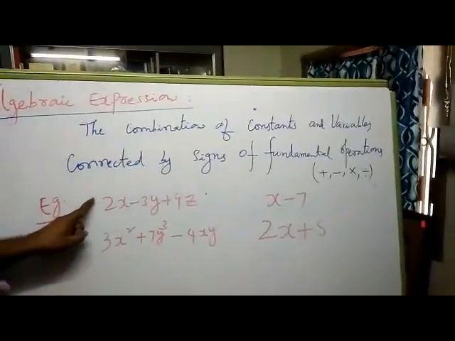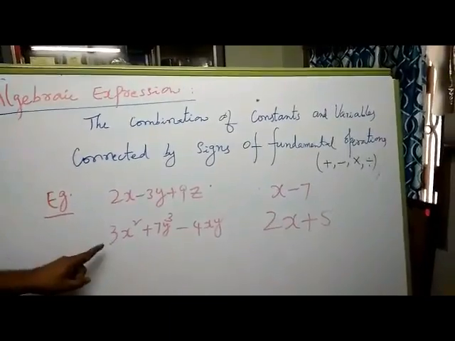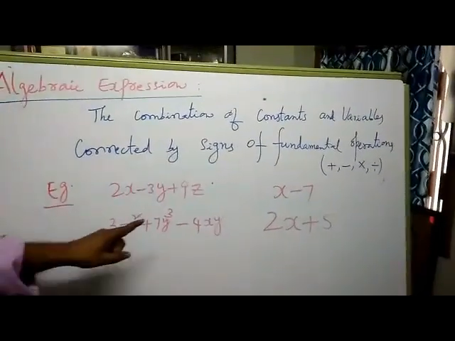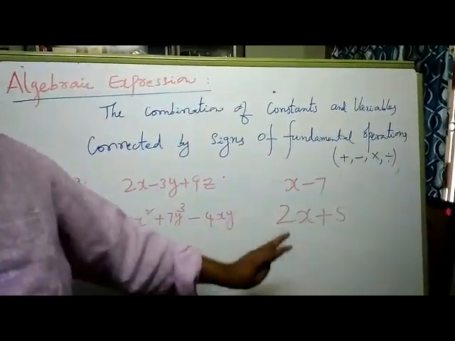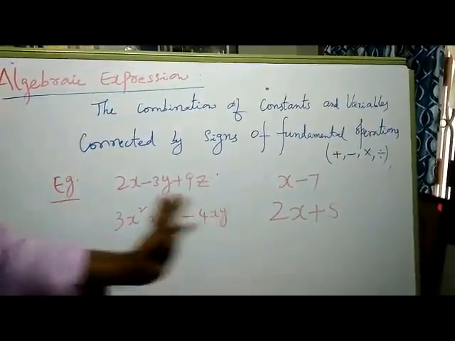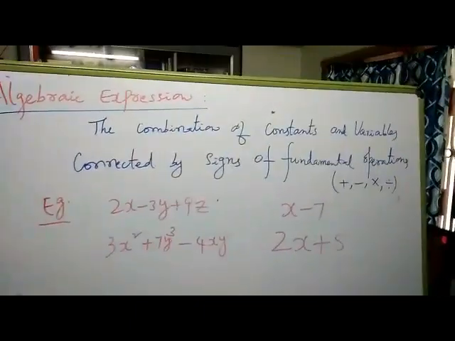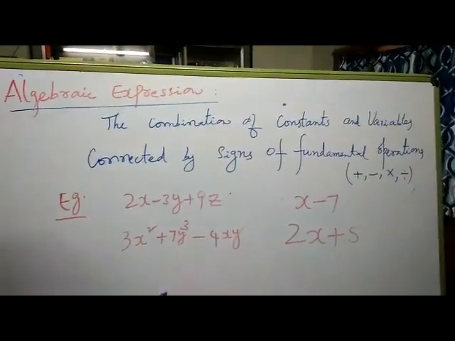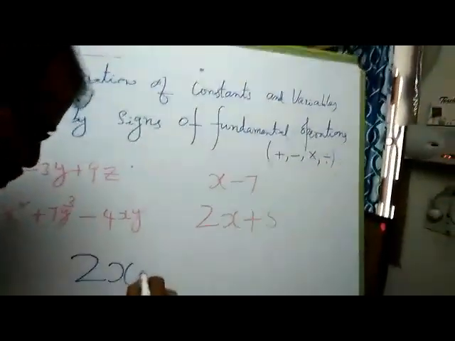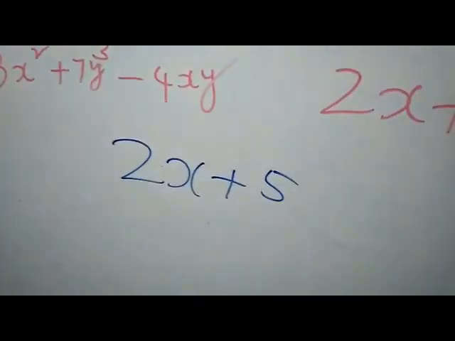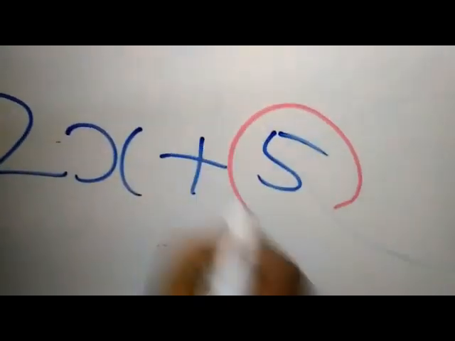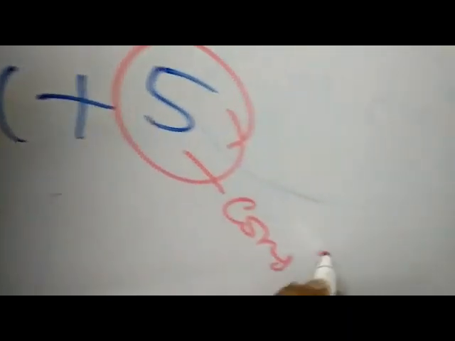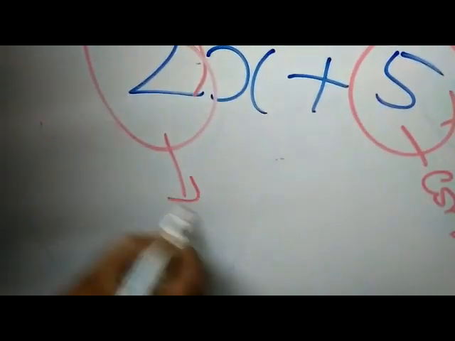Examples of algebraic expressions: 2x minus 3y plus 9z, 3x square plus 7y cube minus 4xy, x minus 7, 2x plus 5. Take 2x plus 5. Here 5 is called the constant number, constant. 2 is called the coefficient of x.